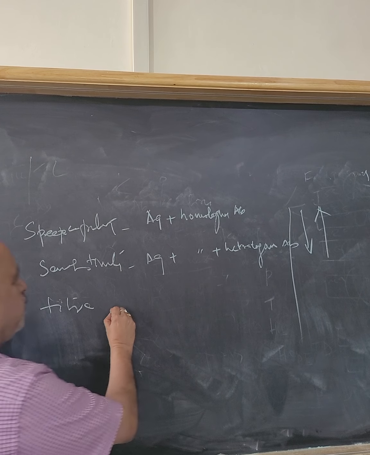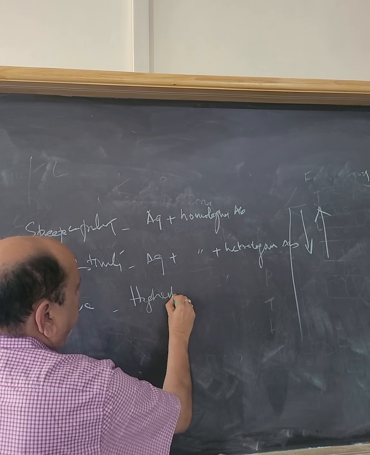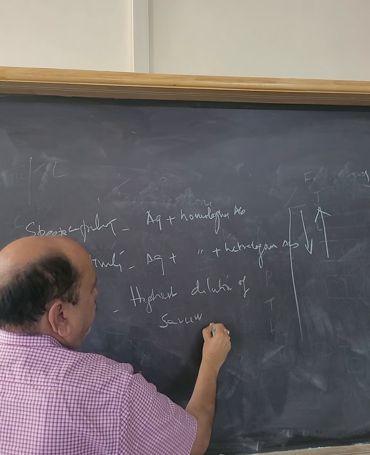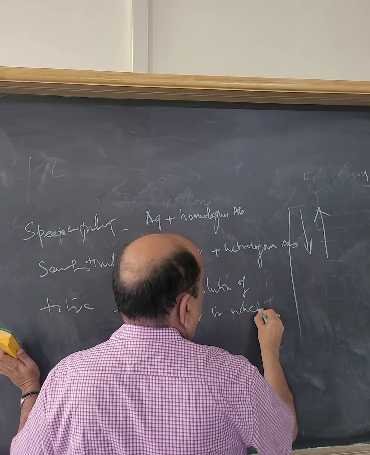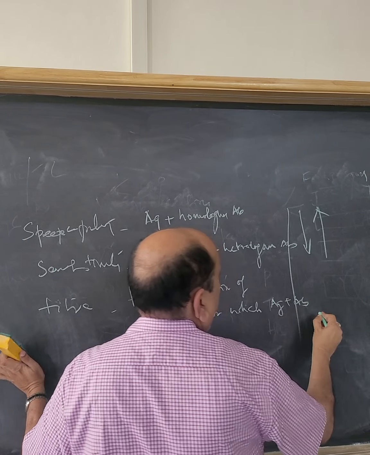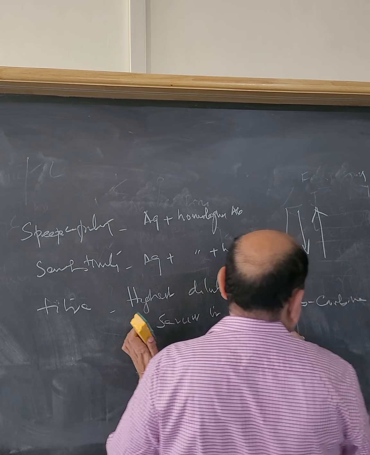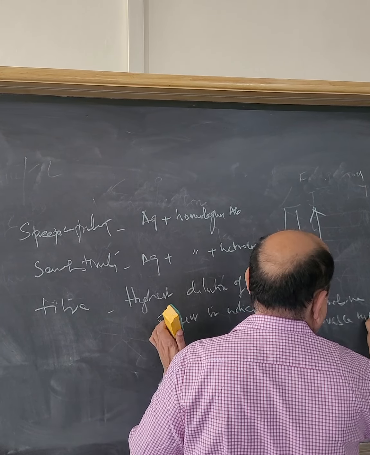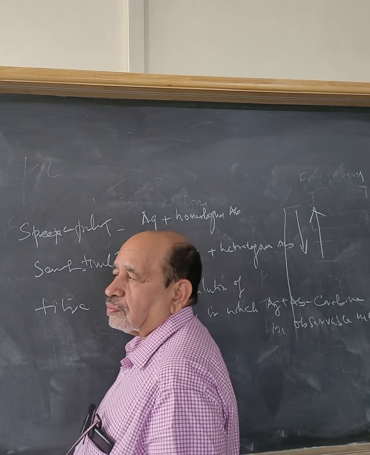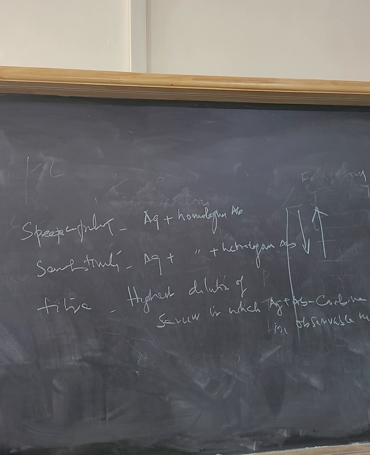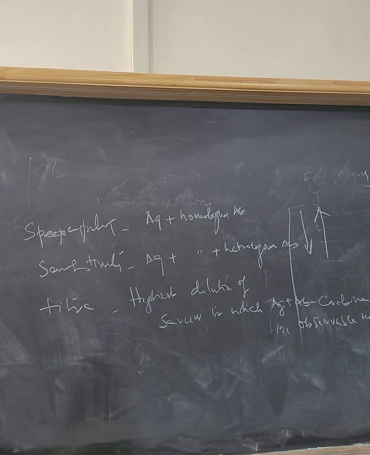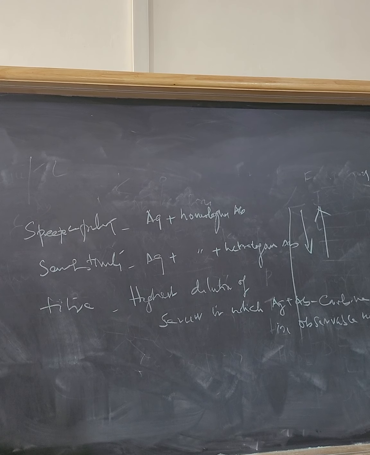Now titer is defined as the highest dilution of serum in which antigen and antibody combine in an observable manner. For example, I'll give an example.